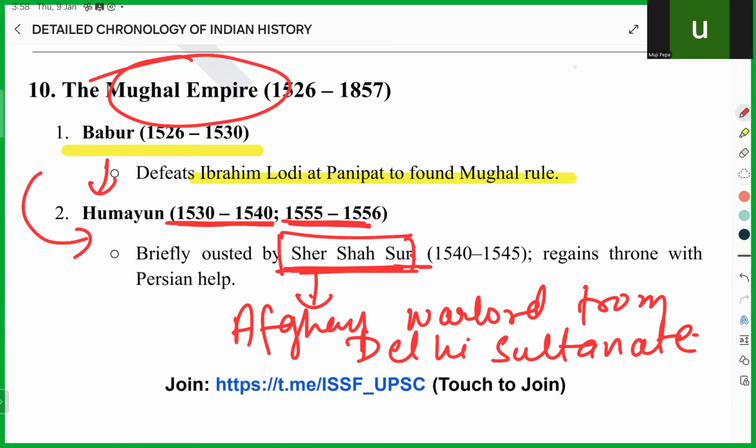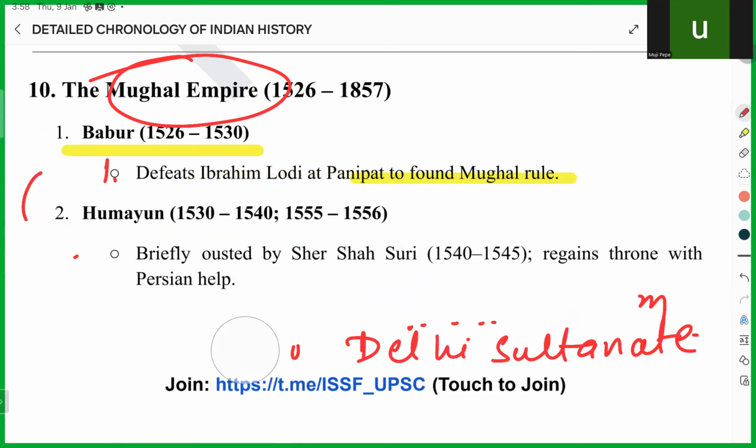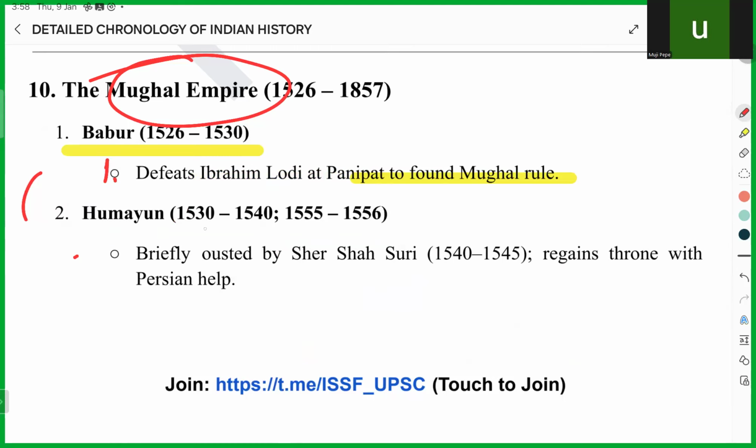Now, Humayun was consolidating. He was not an effective ruler, and he was trying to consolidate different areas of his kingdom, and using the chaos, Sher Shah Suri launched an attack. And when Sher Shah Suri launched an attack, it was surprising, and Humayun lost. And then Humayun had to run in 1540.